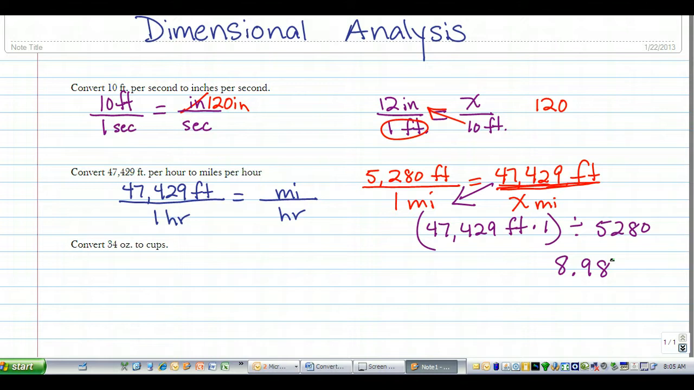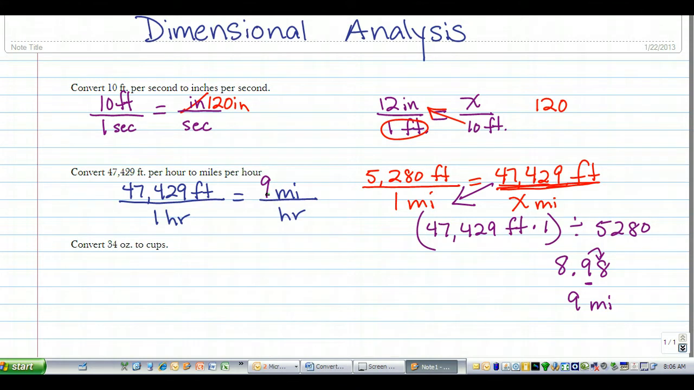8.98. Now if they want us to round that to the nearest, let's say they say to the nearest tenth. All right, so the nearest tenth, I have to look at the 8, which means that's going to go up. Well, if that goes up, that makes that go up. So our answer would be 9 miles. So 47,429 feet in 1 hour is going to be 9 miles per hour.